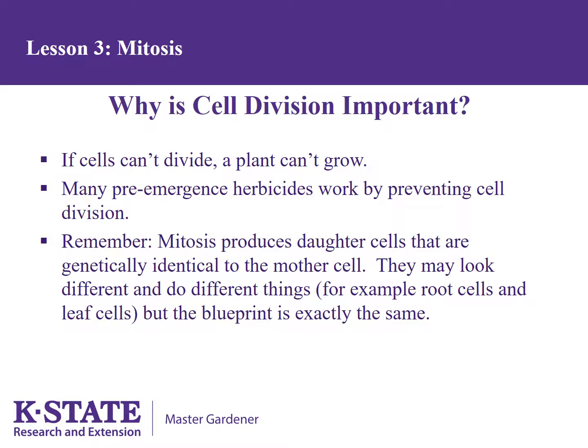Just remember that mitosis produces daughter cells that contain the exact same blueprint that was in the mother cell. The cells may look different and do different things. For example, a leaf cell does something different than a root cell, but the blueprint is exactly the same in each. This is why we can make exact copies of plants through using what we call vegetative propagation.